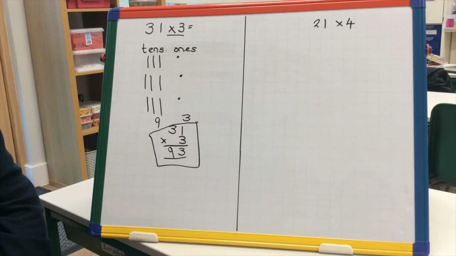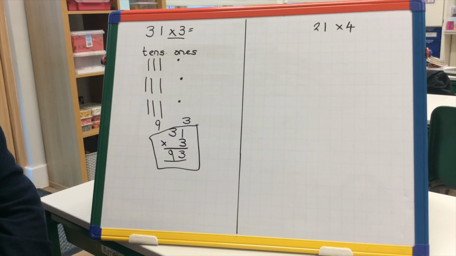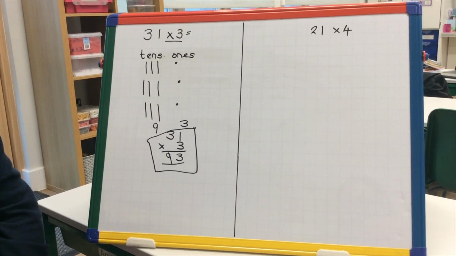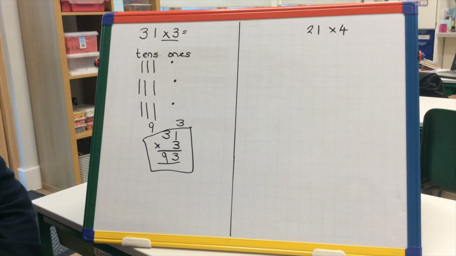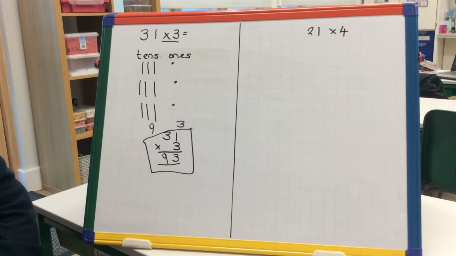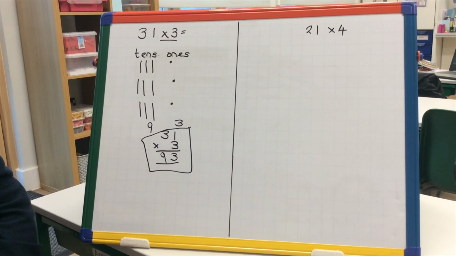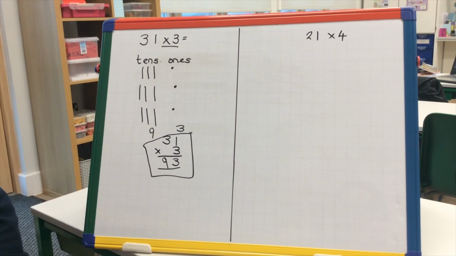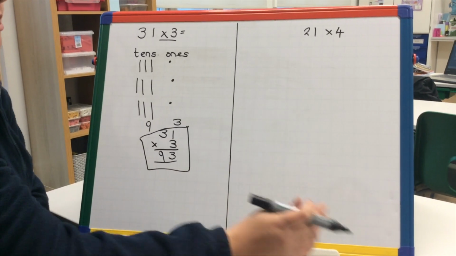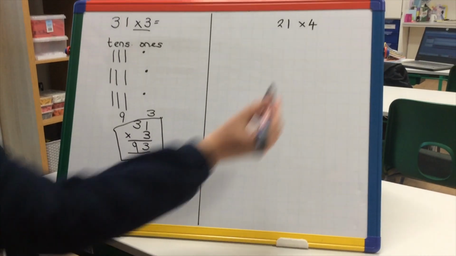Okay guys, have a little look at that, see how you find it, see if you've got any questions that you might want to blog your teacher about. If not, I'm going to move on to one more example before I set you off having a go at it yourself. So we've got 21 times 4.